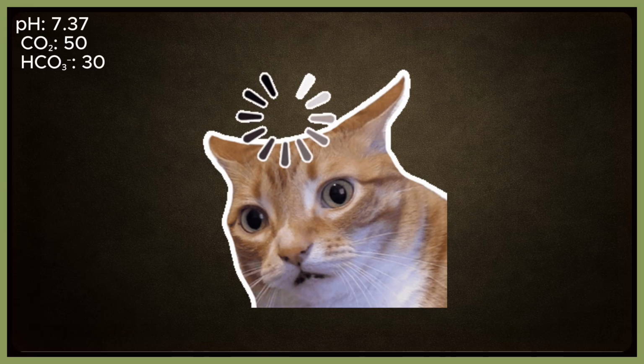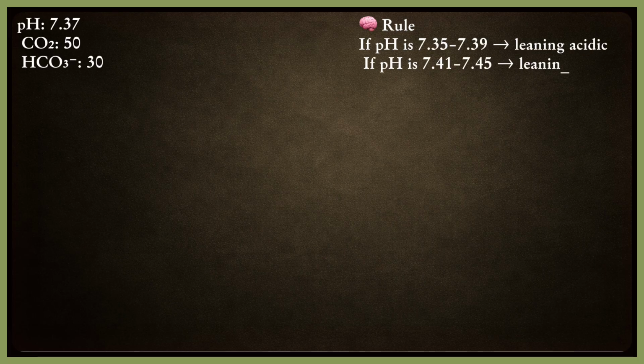This is where many can get confused. When the pH is normal, you don't stop. You look at which side of normal it's closer to. If pH is 7.35 to 7.39, it's leaning acidic. If the pH is 7.41 to 7.45, it's leaning alkaline. The pH is normal, but slightly toward the acidic side.